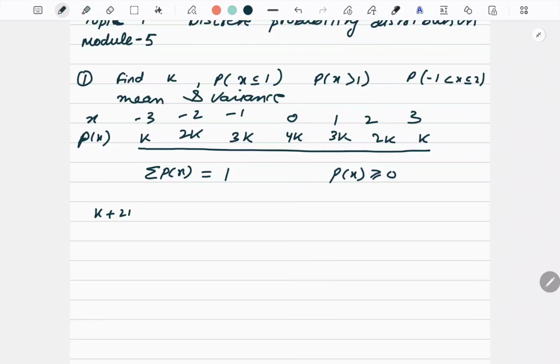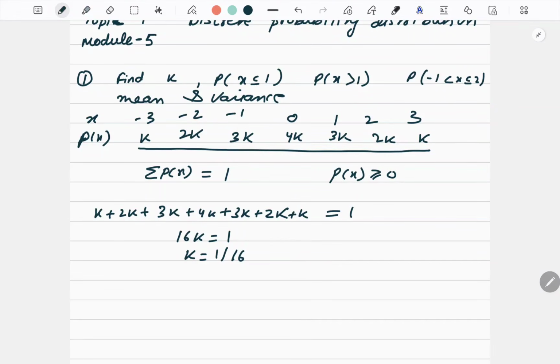So I have k plus 2k plus 3k plus 4k plus 3k plus 2k plus k is equal to 1. So how much do I get? 3, 6, 10, 13, 14, 15, 16. So 16k is equal to 1, which says k is equal to 1 by 16. So I got the k value as 1 by 16.